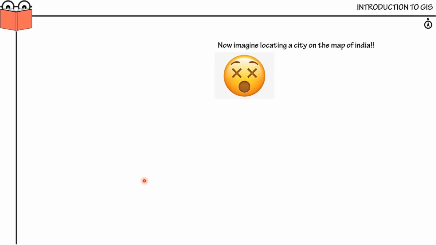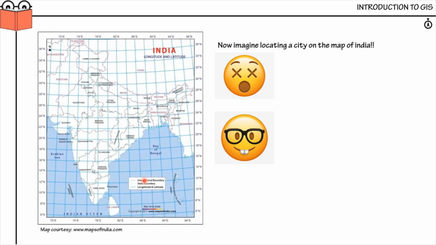It sounds a little hard, right? But what if I tell you it is not as hard as you think it is? Because whatever we did previously, something similar can be adapted here also, and on the same principles we can locate a city also. Yeah, you see that? That's the map of India.